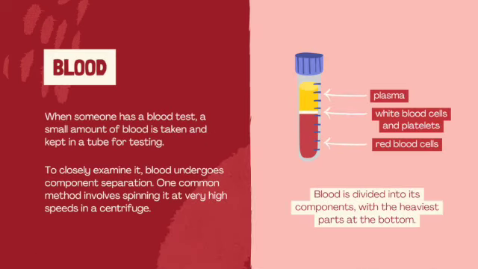When someone has a blood test, a small amount of blood is taken and kept in a tube for testing. To closely examine it, blood undergoes component separation. One common method involves spinning it at very high speeds in a centrifuge. The blood separates into plasma, white blood cells, platelets, and red blood cells. Blood is divided into its components, with the heaviest parts at the bottom.